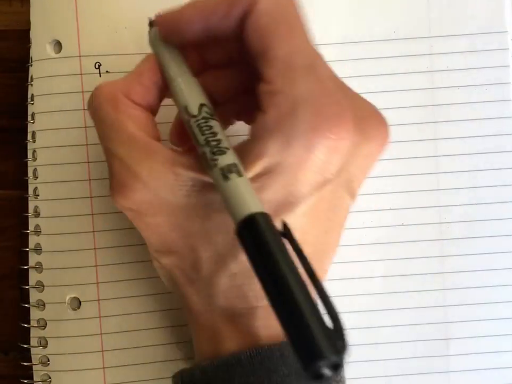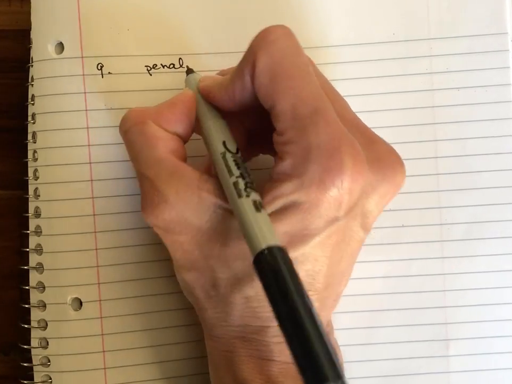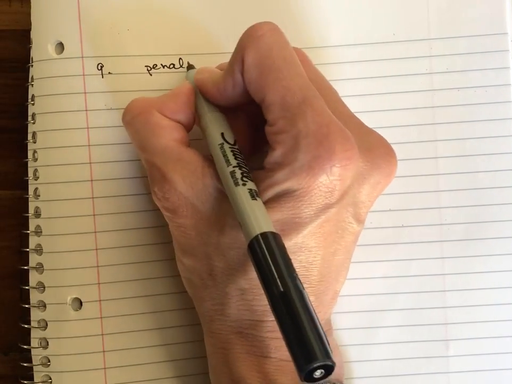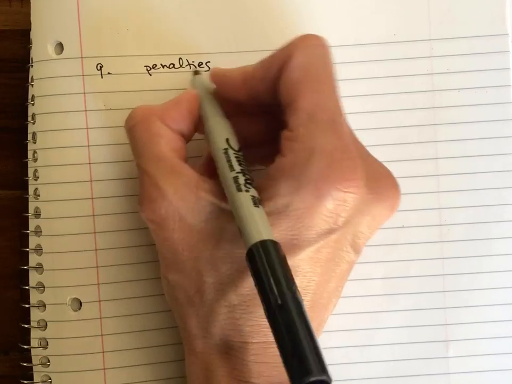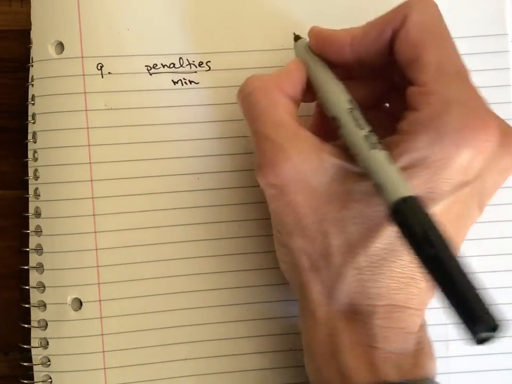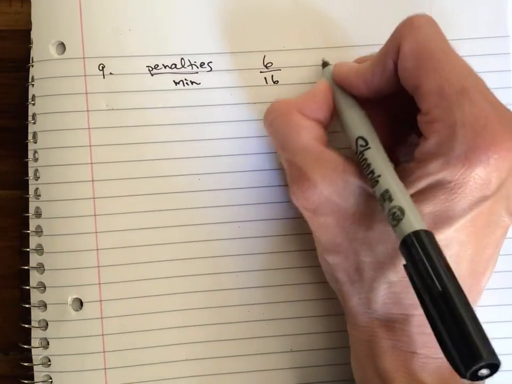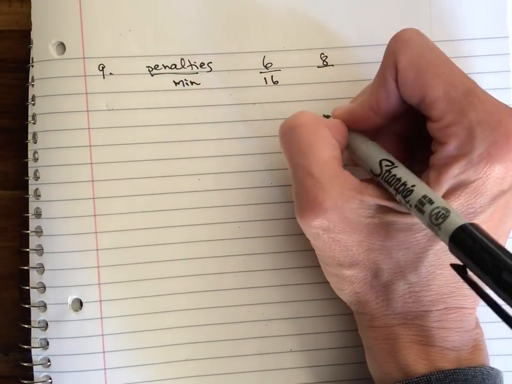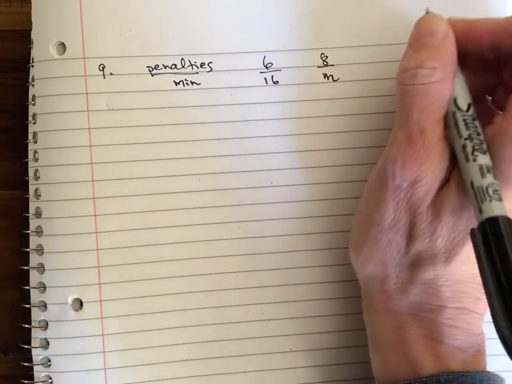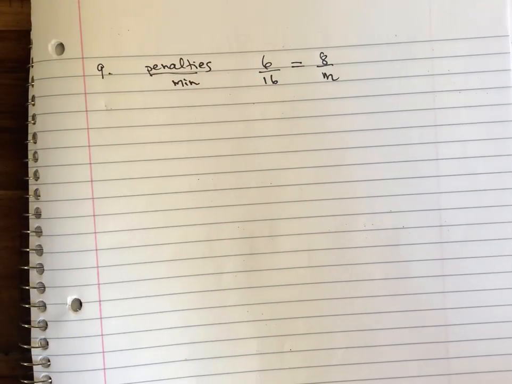Use the table to write a proportion. Okay, so anytime we write a proportion, we need guiding words. So we're comparing penalties to minutes. And in game 1, it was a 6:16 ratio. In game 2, it was an 8:m ratio. And when we write a proportion, we just say that these two ratios are equal.